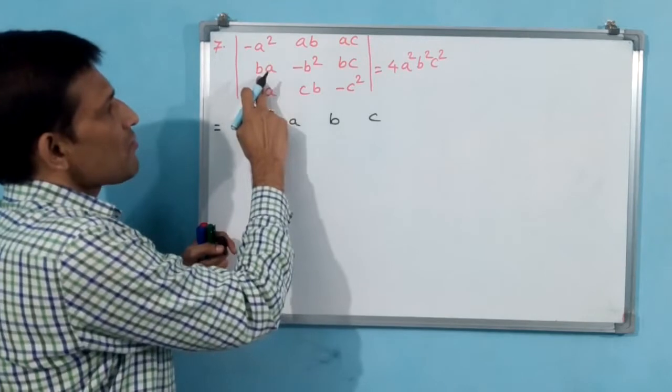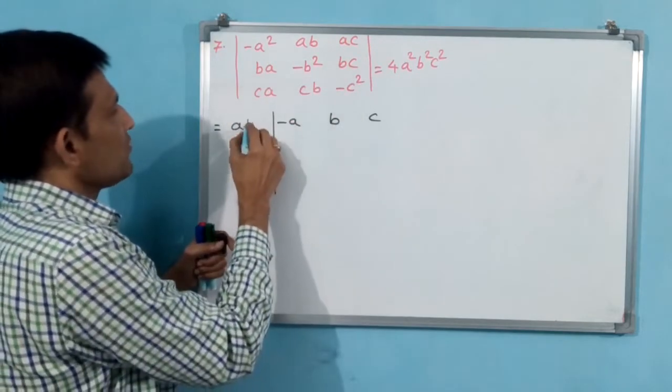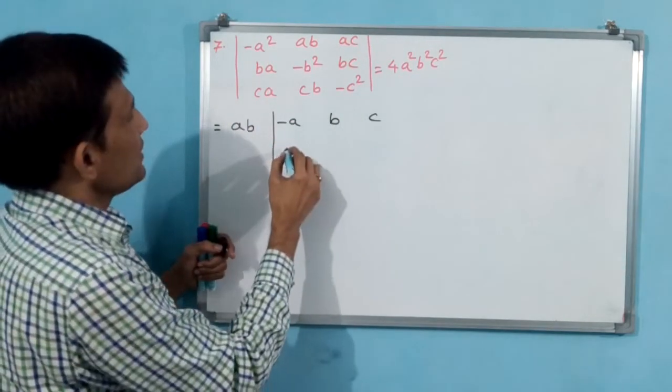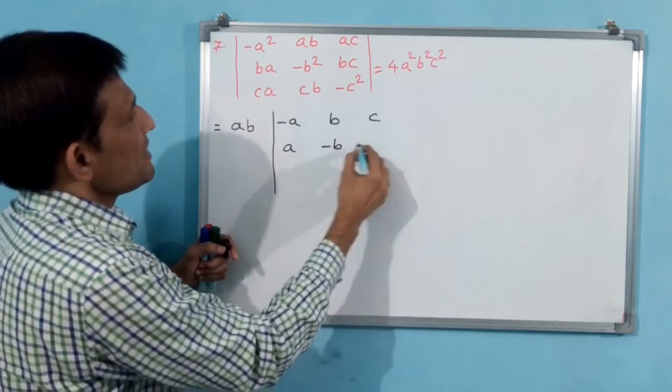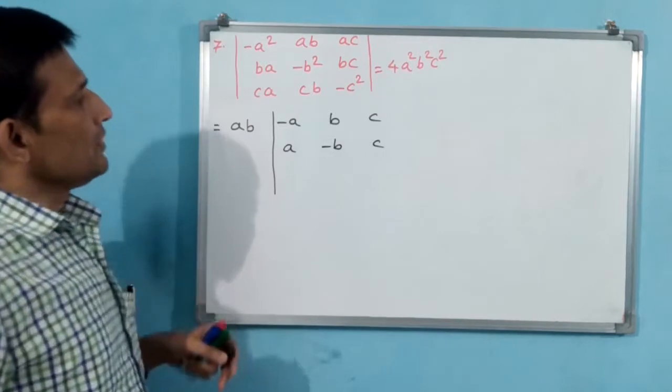That means A I have taken. From second row, what I have to take? B I have to take. Then you write here B. Then you write here B already gone outside. Then A, minus B, C. Is it okay?